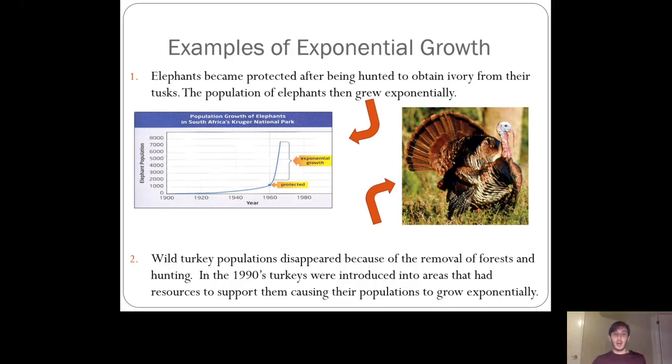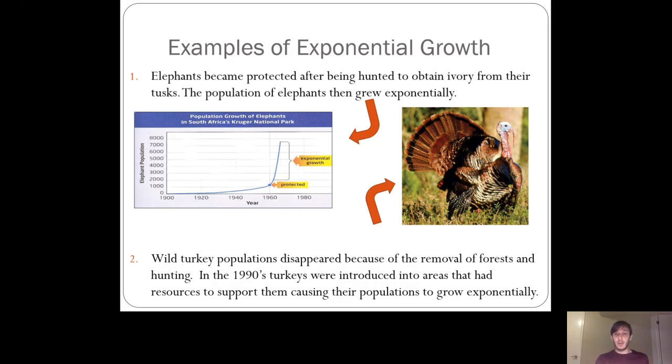And around the 1960s, people started to realize, well, maybe this isn't right to be hunting elephants just for the ivory tusks. Doesn't seem like a fair thing to do. And so there were laws put in place that protected elephants in 1960.